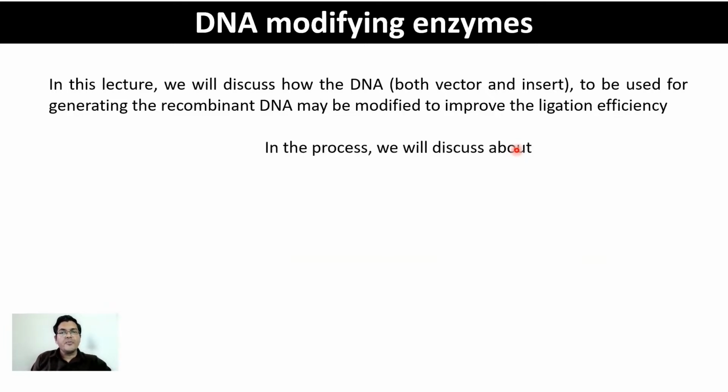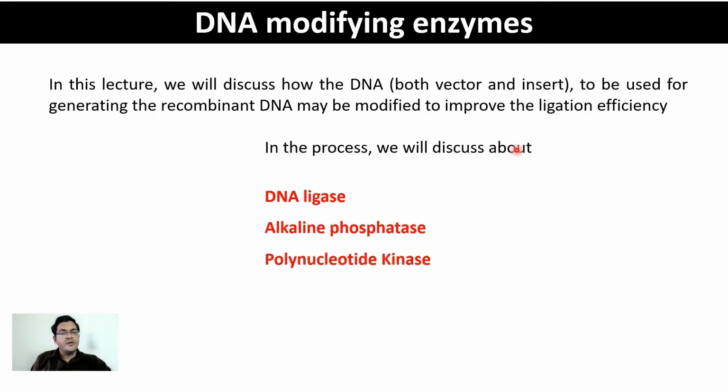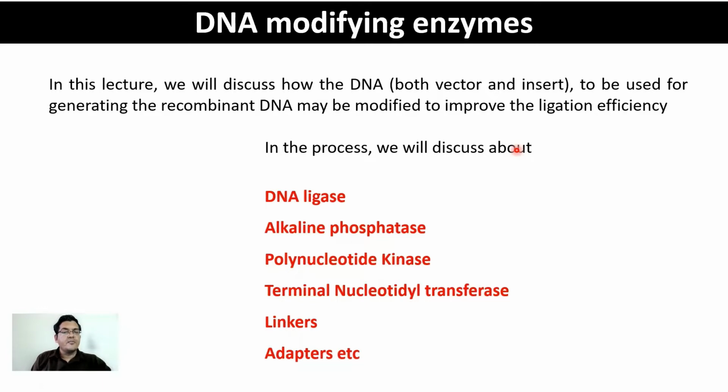And in the process we'll talk about several different topics which include several enzymes like DNA ligase, alkaline phosphatase and their function, polynucleotide kinase and their function, and how they can be utilized for improving the efficiency of ligation. We'll also talk about terminal nucleotidyl transferase and of course their role in formation of recombinant DNA. We'll also talk about linkers and we'll also talk about adapters. These are double-stranded molecules that can be used to improve the efficiency of ligation for generation of recombinant DNA. And we'll come to each of these topics one by one and see them in details.